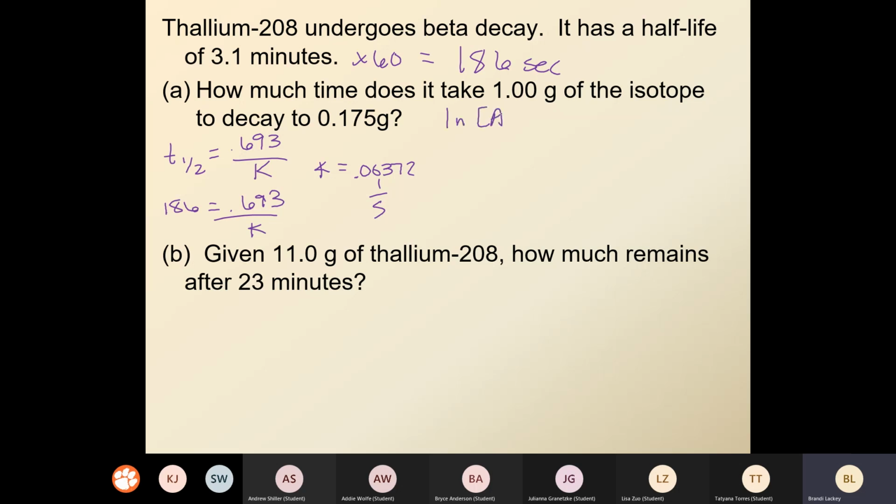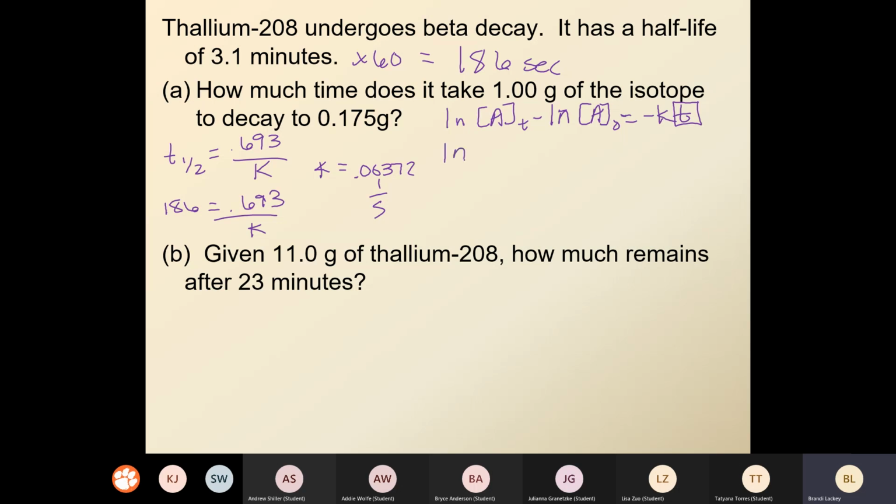It was the ln of A sub t minus ln of A sub 0 equals negative kt. So we can plug k in with the two values it gave us and solve for t. Is everybody still with me? Okay. So A sub t is going to be your final amount that you have.